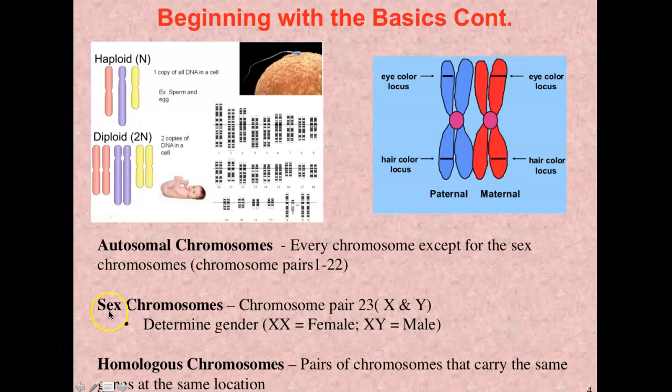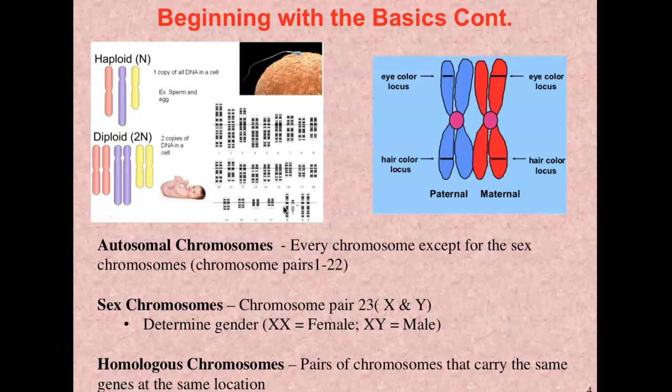Now we're going to talk about sex chromosomes. Sex chromosomes are pair 23, which are right here. And you can always find the sex chromosomes in a karyotype because they are represented by the letters X and Y. And if you're thinking X and Y, male and female, you are correct. So here are your sex chromosomes. They're pair 23. And this chromosome pair right here actually is what determines your gender.